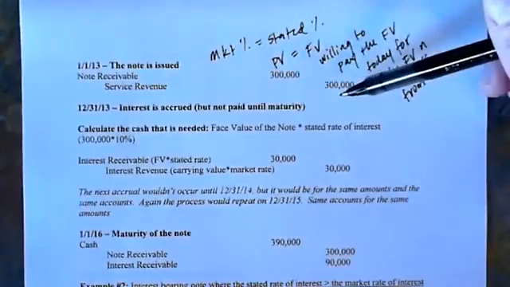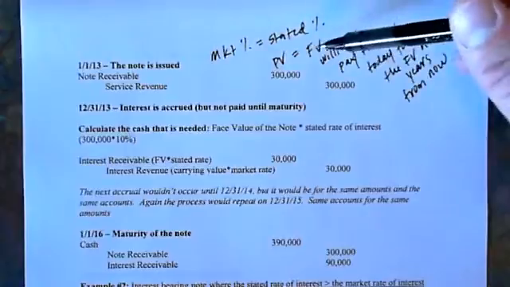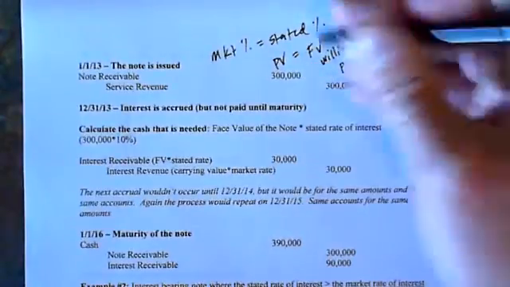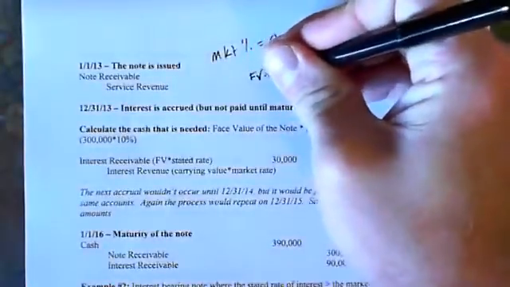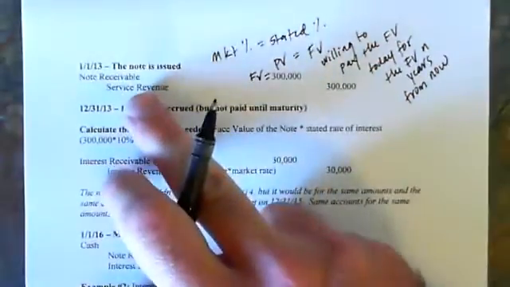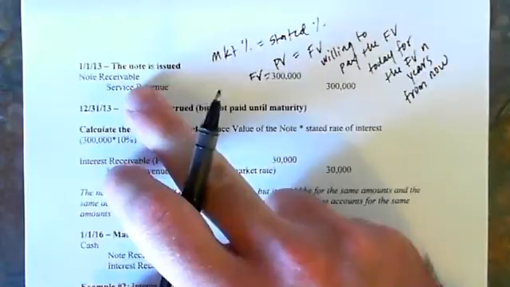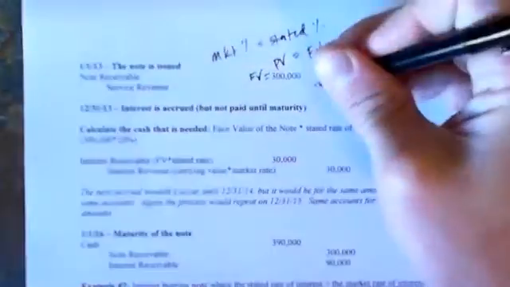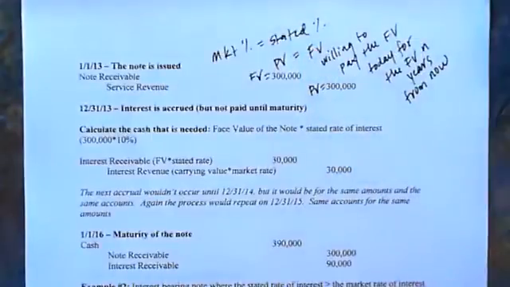So when we initially record it, the PV is equal to the FV, which makes us record the exact same thing for the note receivable and the service revenue. Remember that the note receivable is recorded at the face value, and what we give up in consideration for the note receivable, whether it be a service, an asset, or money, is the present value.